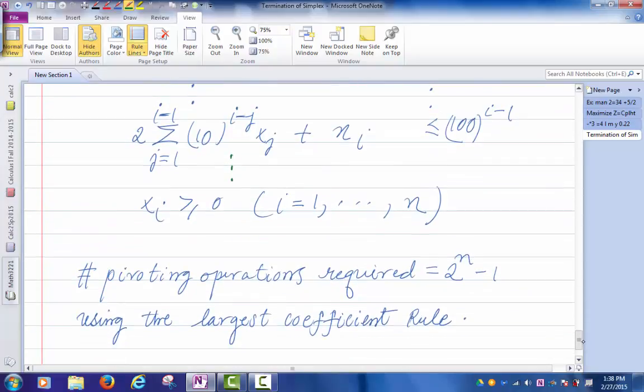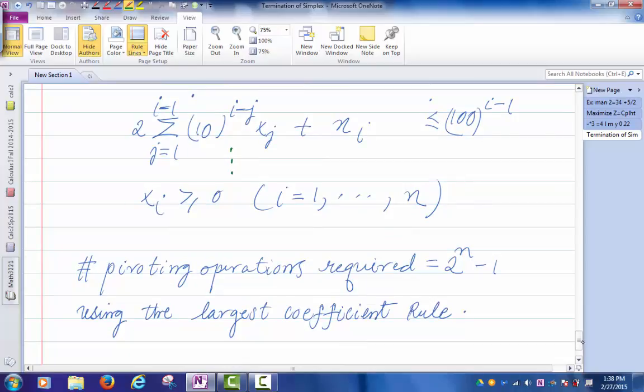It turns out that if you use the largest coefficient rule for picking entering variables, the number of pivoting operations that's going to be required to get to the final dictionary is 2 to the power n minus 1, which is exponential. Am I making sense? So that convinces you that the worst case complexity of simplex is exponential in the problem size. Am I making sense?